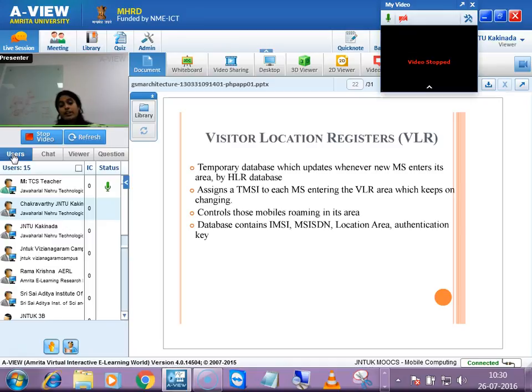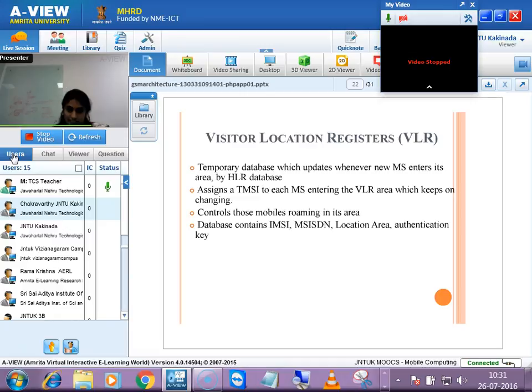Whenever you are registered, it checks whether you are a valid user or not, whether you have some services opted, and these kinds of things will be validated. So for that we need authentication keys, and this procedure, like how the authentication vectors will be generated here. This database will contain these authentication vectors. So it will exchange these things and check if it is a valid user.